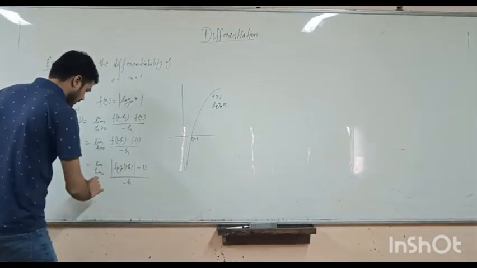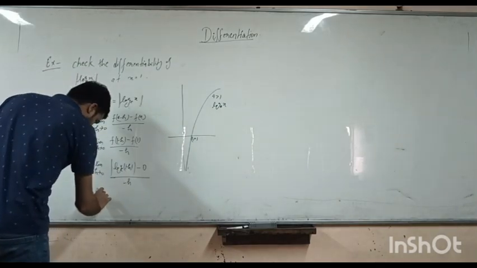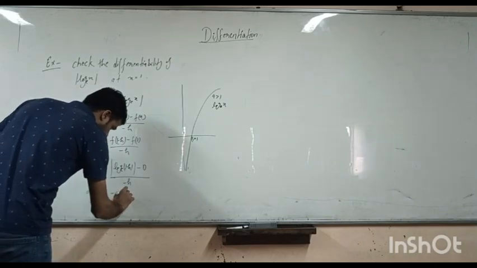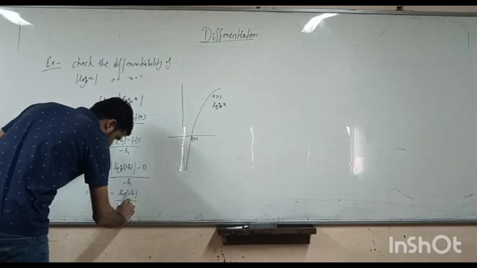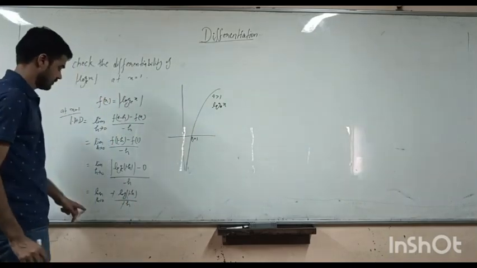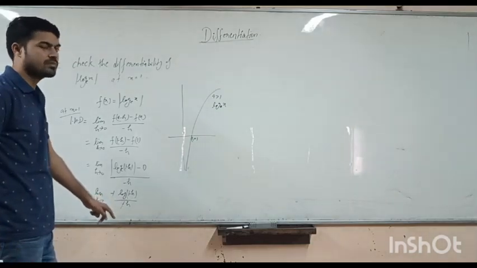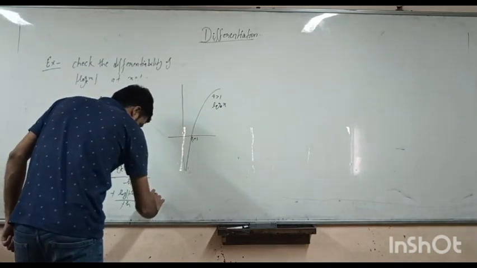So when we take it out from the mod, we use a minus sign. So minus log(1 minus h) divided by minus h. The minus will cancel out. If we replace h equal to 0, this becomes a 0 by 0 form, so we can use L'Hospital's rule.